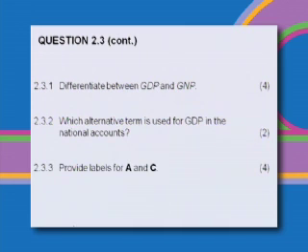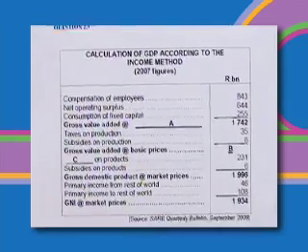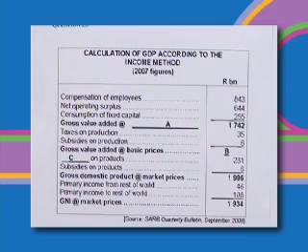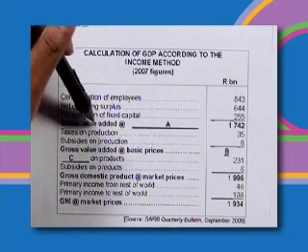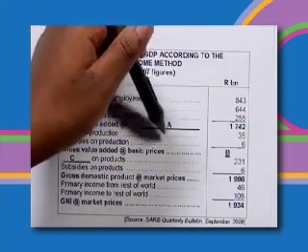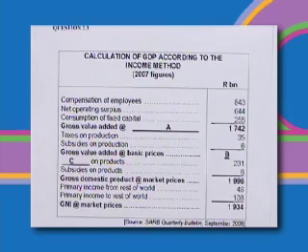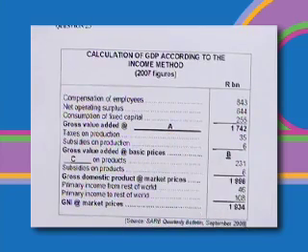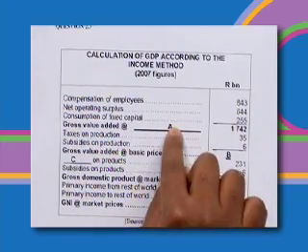All right, now they say we need to provide labels for A and C. Let's have a look at labels A and C. Here's our table. For A, we've got the gross value added at, and that's the answer we need to provide. So A will be the factor cost. So the label for A will be factor cost.